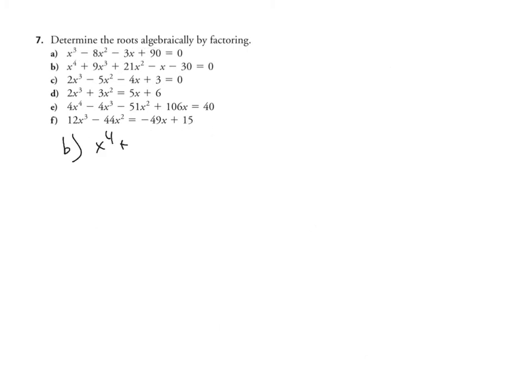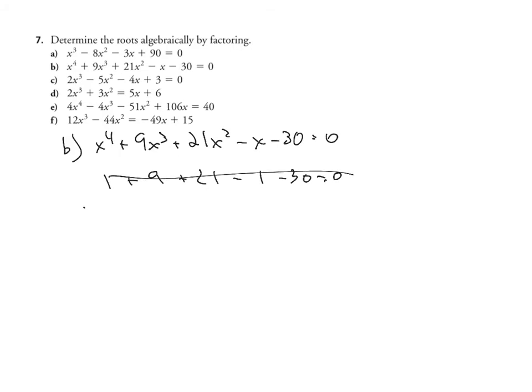x to the 4 plus 9x cubed plus 21x squared minus x minus 30 equals 0. All right, let's try x is 1. You're going to get 1 plus 9 plus 21 minus 1 minus 30. Yeah, that's 0. That's perfect. So we know that x minus 1 is a factor.